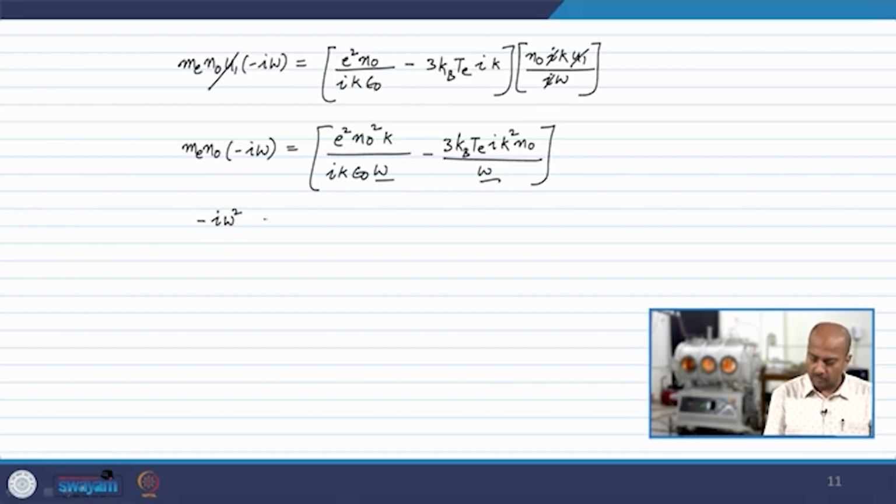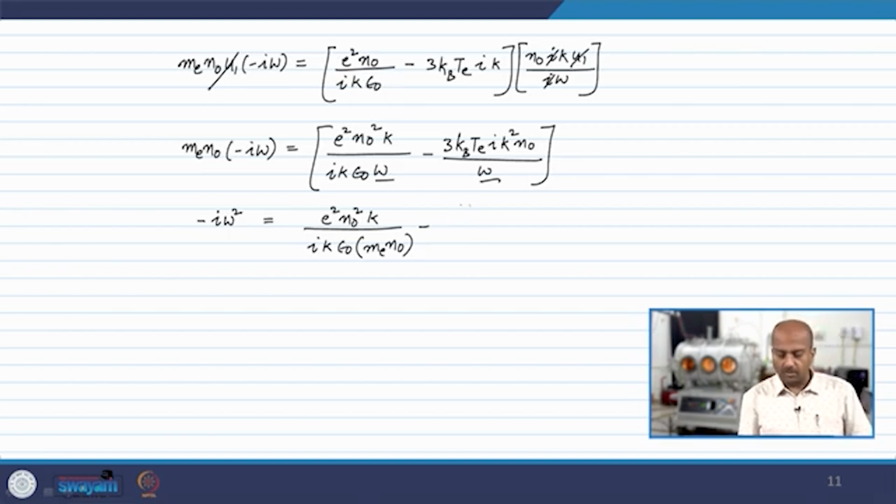So, we will take the omega on the denominator to the left hand side, and we will write minus I omega square is equal to e square n naught square k divided by I k epsilon naught times m_e n naught, where n naught is the unperturbed electron density, minus 3 k_B T_e I k square n naught divided by m_e n naught.